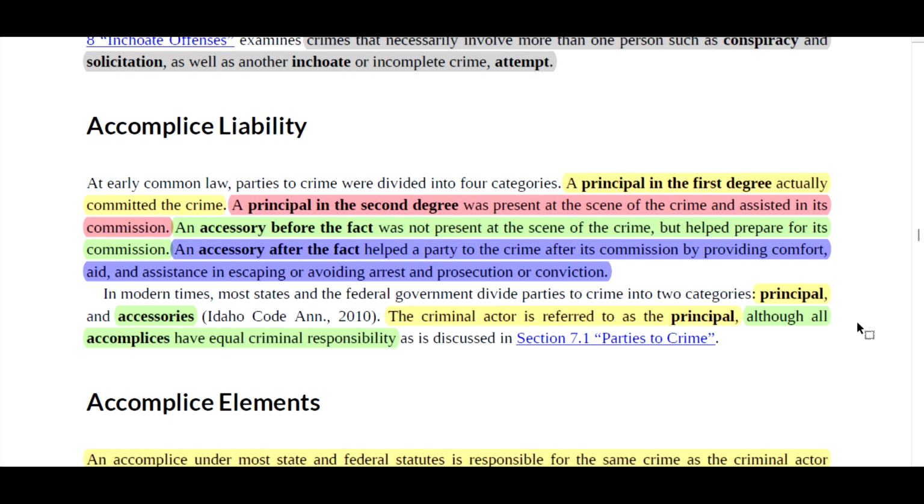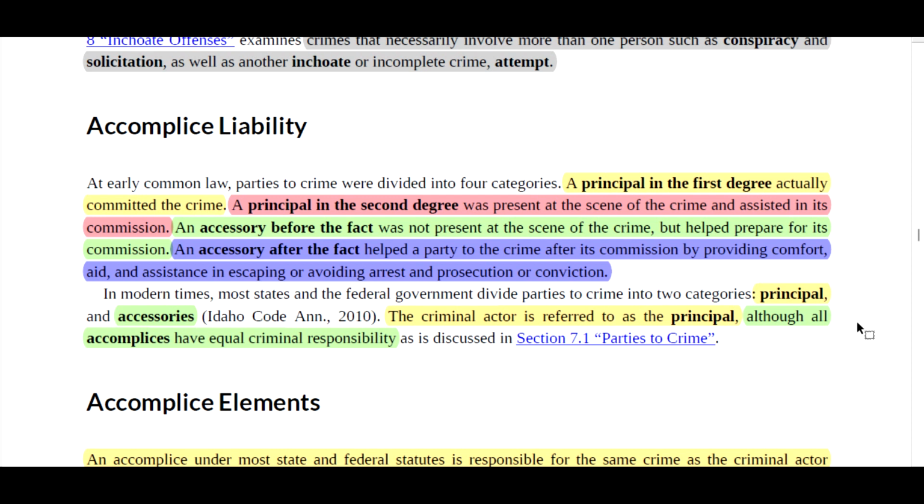Principal in the second degree is someone who is present at the scene of the crime and helped with the commission. So this is an individual who did not, say, in robbing a bank, put the gun up to the teller's face and say, put the money in the bag. You're just the person who stood around and said, nobody move. You are principal in the second degree, not principal in the first degree. Of course, that's a very fantasized and way more complicated situation, but hopefully that makes sense.